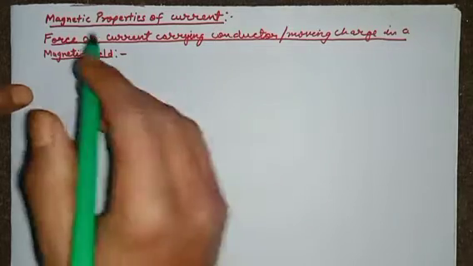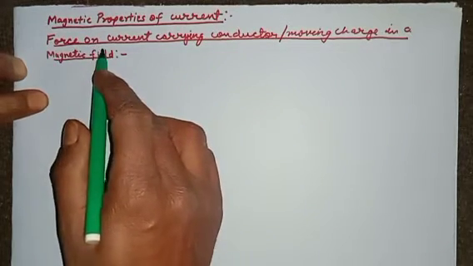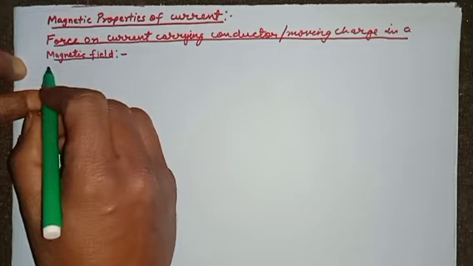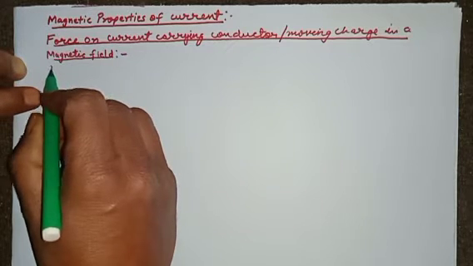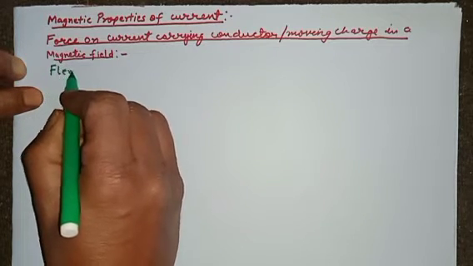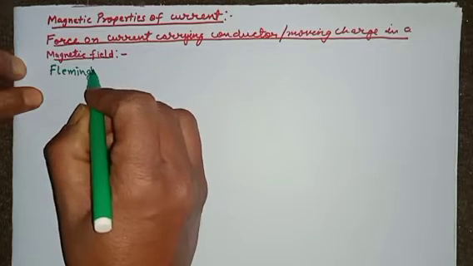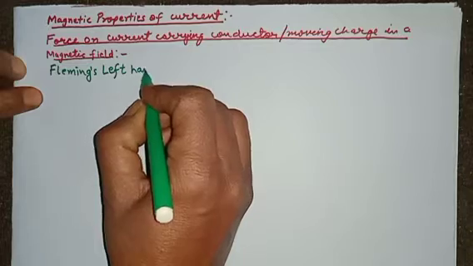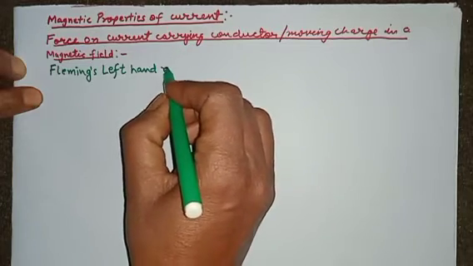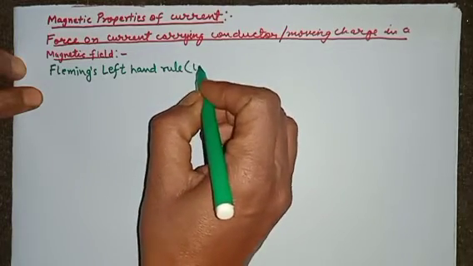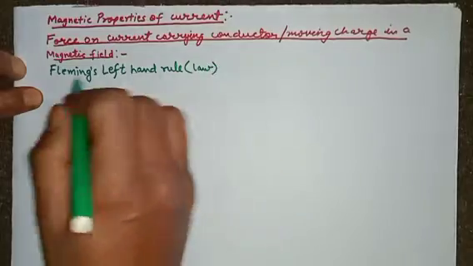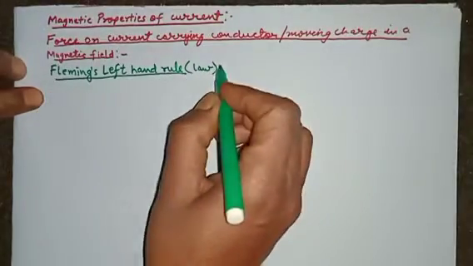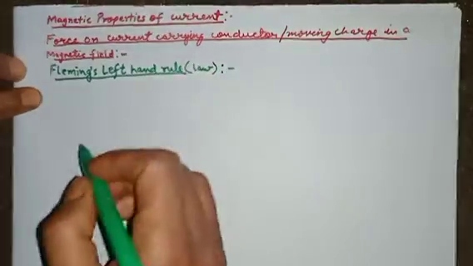So before coming to this, first let me introduce a law which is called Fleming's left hand law. Actually it is a rule, but sometimes it is also called a law. Actually it is a rule. That is the more precise word for this.